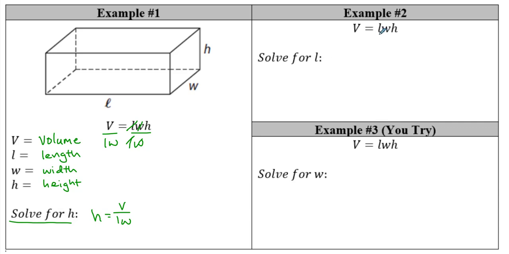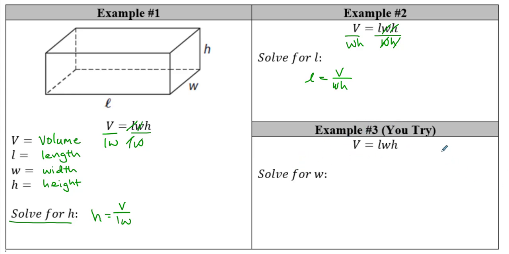All right, let's try this again with example number 2. This time we want to solve for L, so we want to get rid of WH, and in this case with this formula, the opposite is dividing, so that's what we do to both sides, and we get L is equal to, all right, these go away, we got V over WH. So we got the same formula.